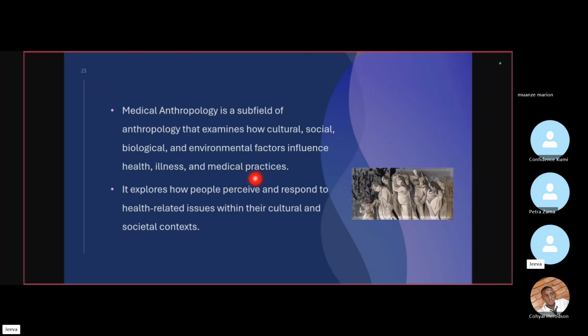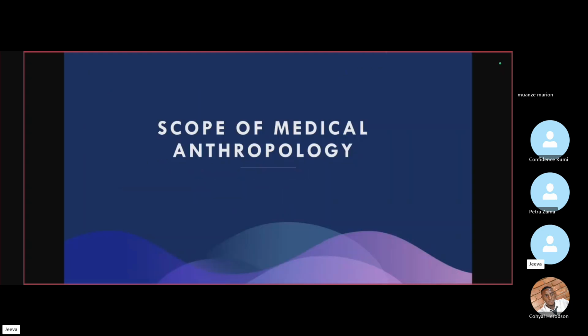And this will explore how the people will perceive and respond to the various health related issues within their culture and the societal context. Okay, so that is what your anthropology will look after, like how the different culture or social or environmental factors influence the patient's health and medical practices. Now we'll see what is the scope of medical anthropology, where and all your medical anthropology has got a role.